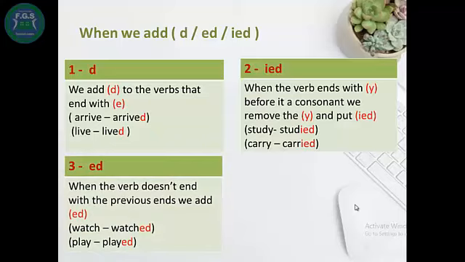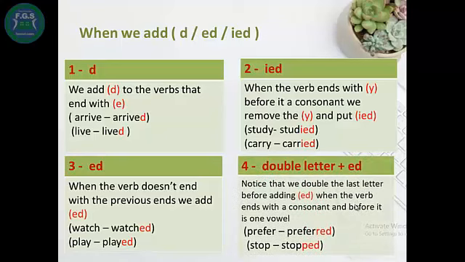Number three, when the verb doesn't end with the previous endings, we add ed. Watch, watched, play, played. Number four, we double the letter plus ed. Notice that we double the last letter before adding ed when the verb ends with a consonant and before it is one vowel, like prefer, preferred, stop, stopped.